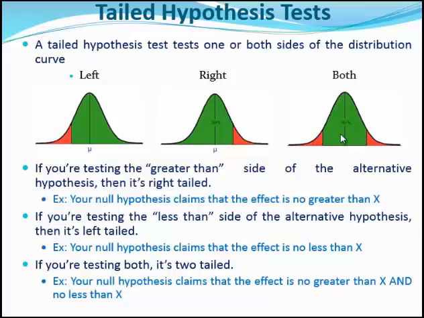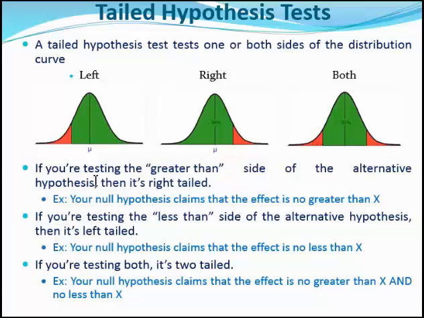So in this example, let's say we want to know if it's going to be within 10 degrees of the normal average. The normal average today is 50 degrees, let's say, and so we're looking to see whether it's going to be between 40 and 60. It's two-tailed because something below 40 is going to be in the bad area, the red, and something above 60 is going to be in the bad area, the red. So this is an example of a two-tailed hypothesis.